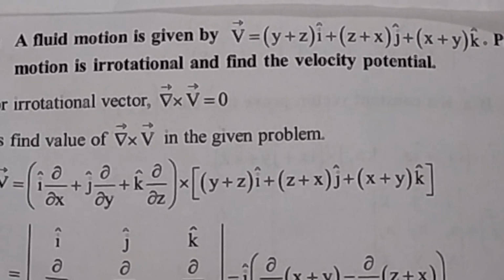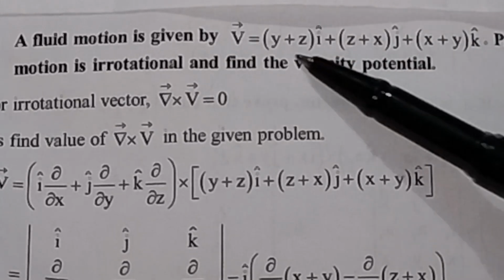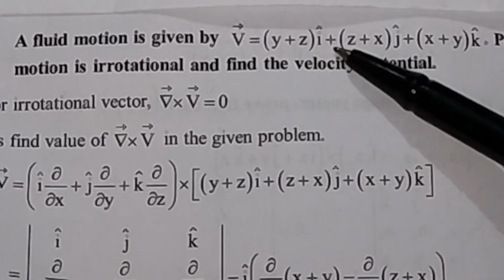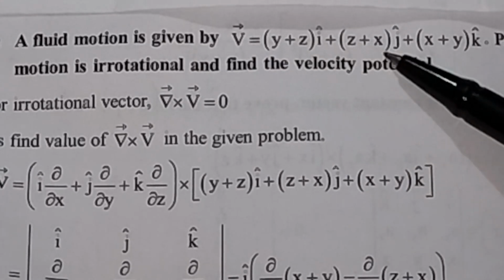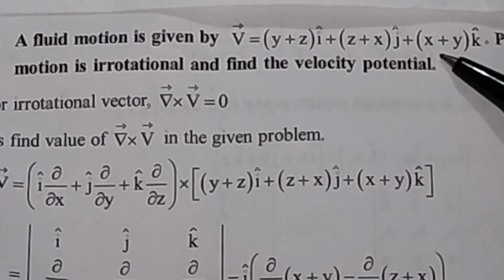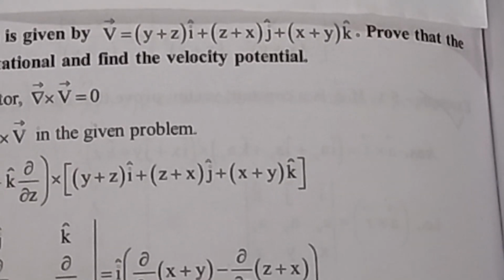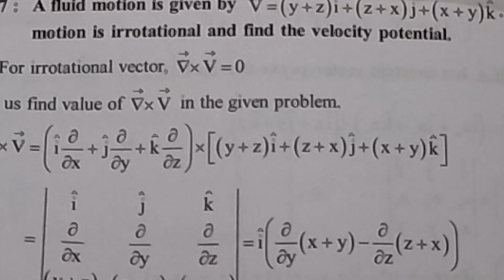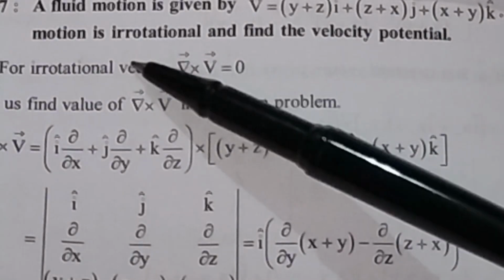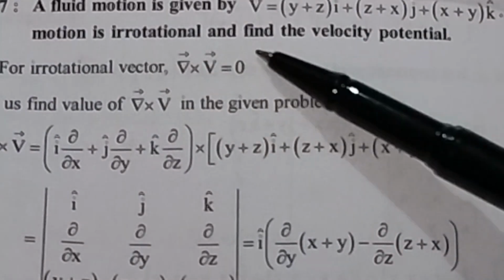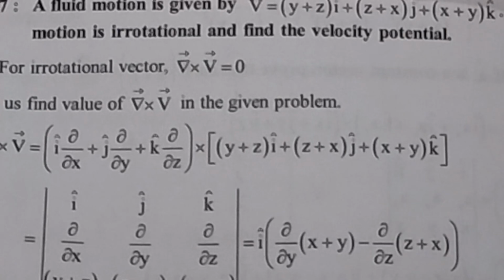A fluid motion is given by V equal to (y plus z) i cap plus (z plus x) j cap plus (x plus y) k cap. Then prove that the motion is irrotational and find the velocity potential.